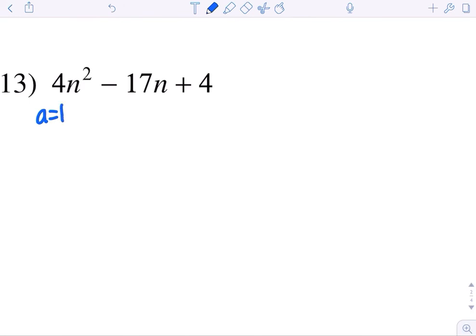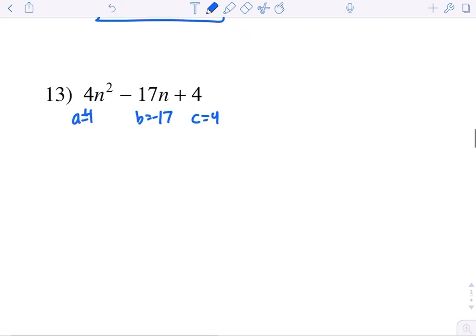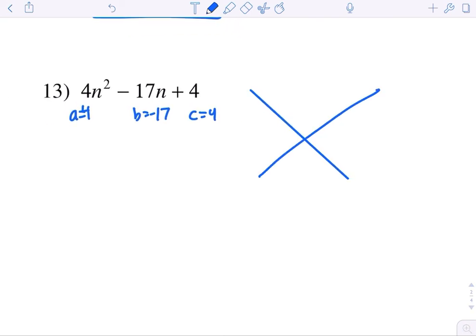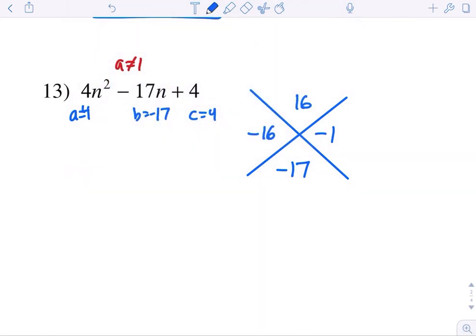A is equal to 4, b is equal to negative 17, and c is equal to 4. So on top, a times c is going to be 16. On the bottom, negative 17. Two things that multiply to 16, but when added give you negative 17, negative 16 and negative 1. A is not 1, so you get 4n squared, 4n squared. Write these two terms on the bottom, negative 16n, negative 1n, time to cancel.